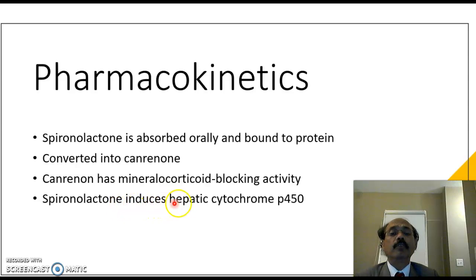Spironolactone induces hepatic cytochrome P450. This is the enzyme system used by many other drugs for their metabolism. So drug interaction is very important in the therapeutics of the potassium-sparing diuretics.